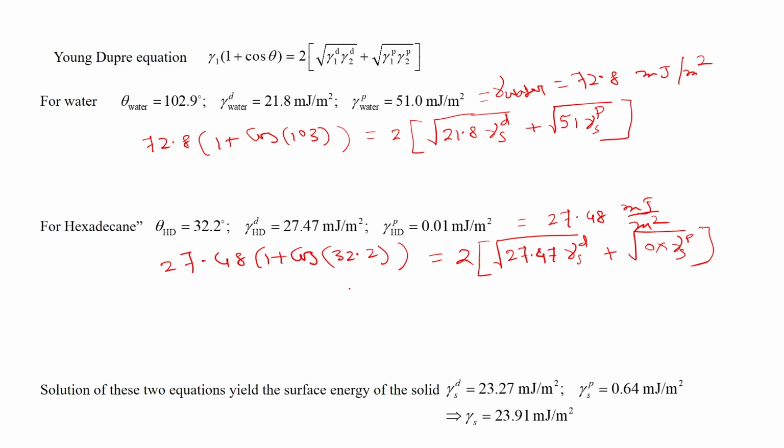So, now we have these two equations with two unknowns, and we can easily solve them, and we can show that gamma S D and gamma S P come out to be 23.27 and 0.64 millijoule per meter square, and overall it gives 23.91. So, you see the polar component of this surface is indeed very low with respect to the dispersive component. Naturally, water has a very high polar component of surface energy, that is 51, so it cannot interact much with this surface, and therefore it attains a very high contact angle, right.